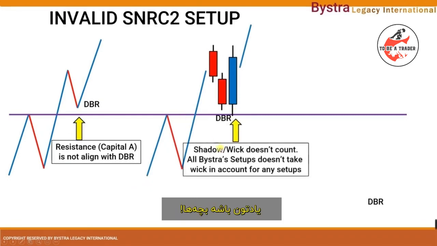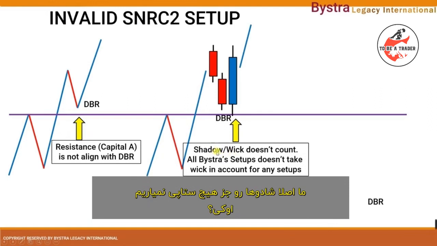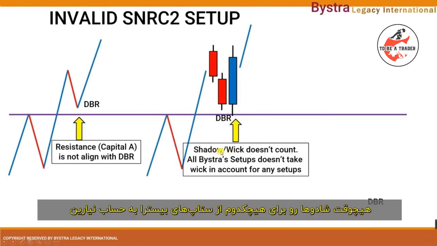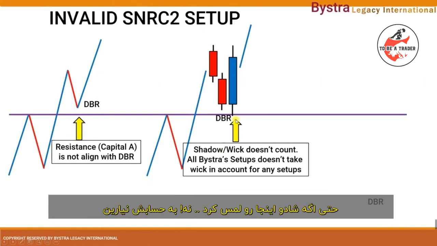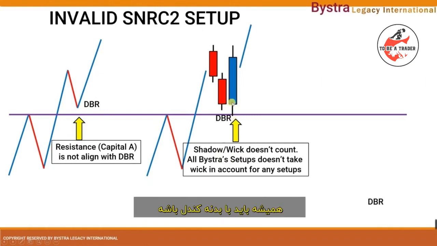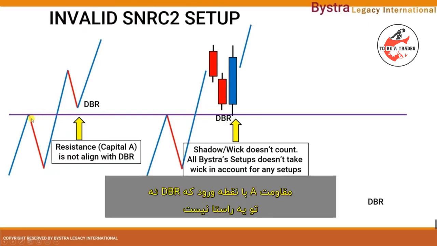Now remember guys, in all the Bystra setups, we do not take the shadow or the wick as any setup at all. Okay, never take the wick or the shadow into account for any Bystra setup. Okay guys, so even though the shadow touches here, no, it doesn't count. It must always be the body of the candlestick. In this case, the resistance A is not aligned with the entry point, which is the drop based rally.